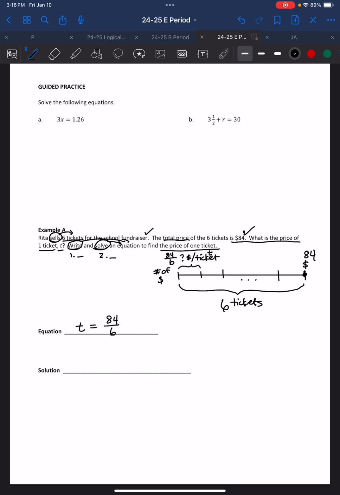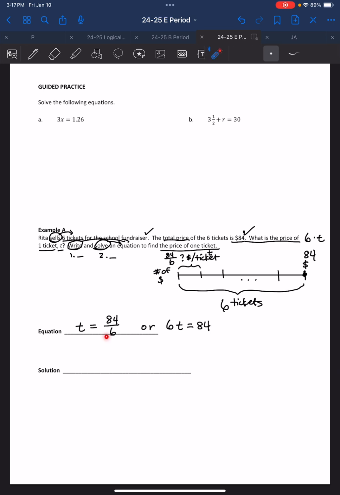However, some people might also write another equation that looks like this. Some people might use what they know. They know that there are T dollars per ticket. They know they have 6 tickets. So they know that the total cost of all the tickets is going to be 6 times T. So 6 times T is the number of dollars. Well, 6 times T is a number, and 84 is a number. They're naming the same number. Therefore, they are equal to each other. So some people might write this as the equation.